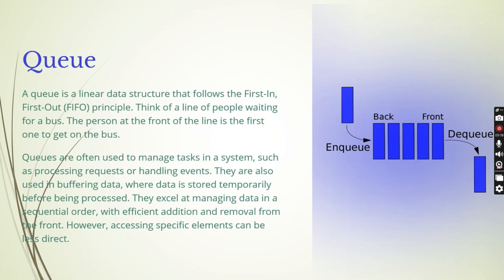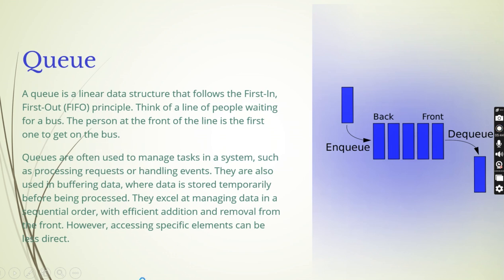Next one is queues. A queue is a linear data structure that follows the first in, first out principle. Like when you stand in a queue, when you come first you go out first, so it will move like that. Think of a line of people waiting for a bus. The first at the front of the line is the first one to get on the bus.